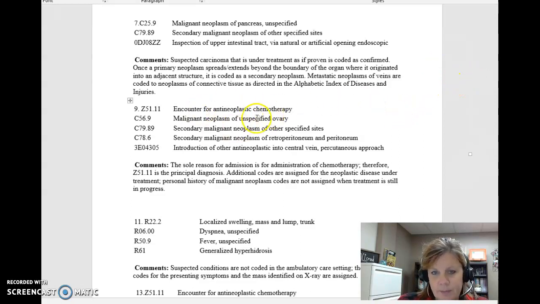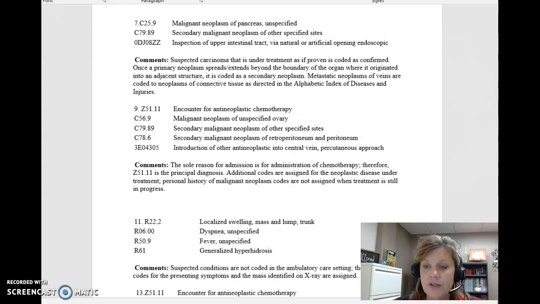Number 9, this is big. I don't think anybody coded Z51.11. This goes back to intro to coding. Whenever you have a patient being admitted for chemotherapy, radiation, you need the Z51.11 code as principal diagnosis.